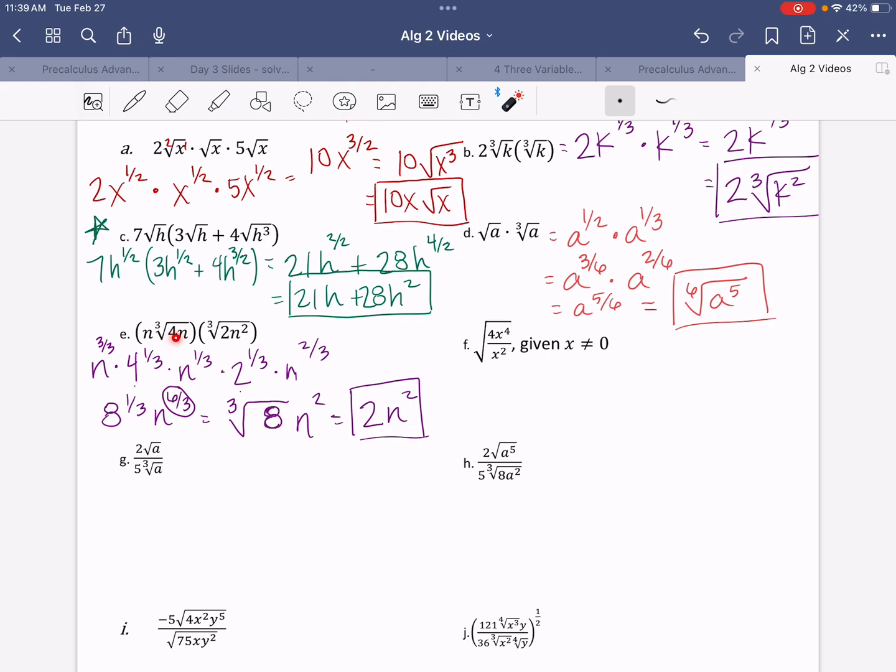Again, we could have multiplied these together first and then simplified the cube root because I only saw one type of radical. I saw cube root only, so that would be allowed.